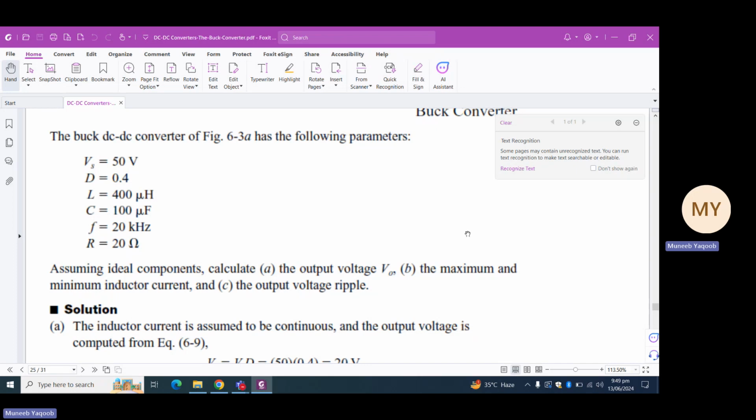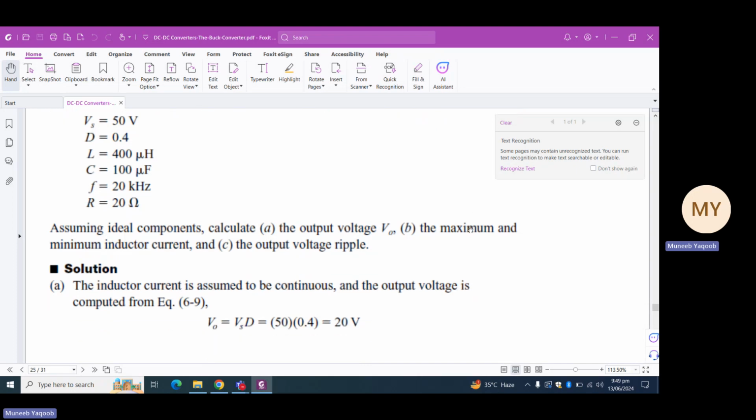Starting from the output voltage, as we know, the output voltage V out is equal to the supply voltage times the duty cycle. So it's very simple. We are given the supply voltage as 50 and the duty cycle is 0.4. So we will get the output voltage as 20 volts.